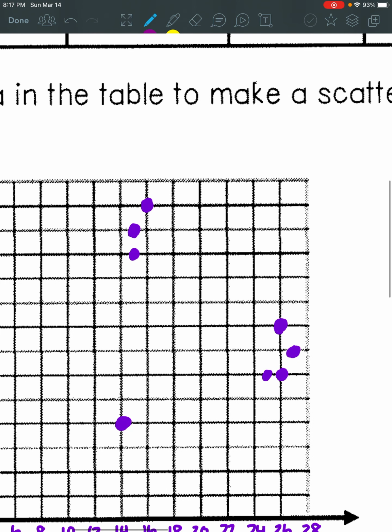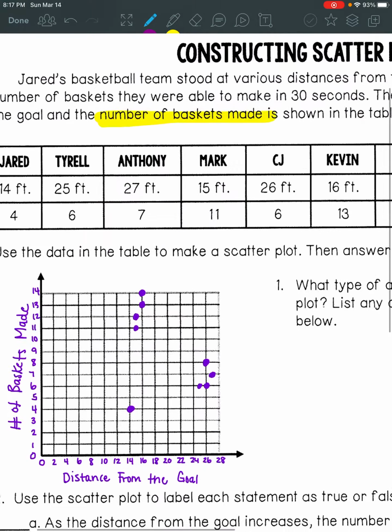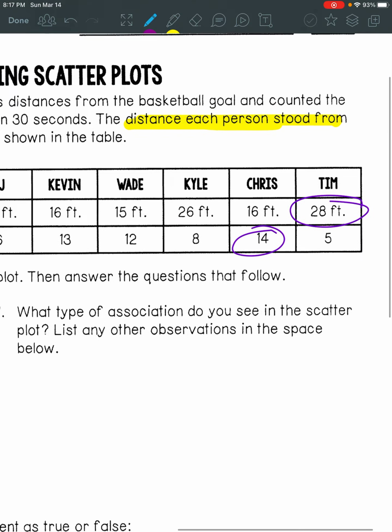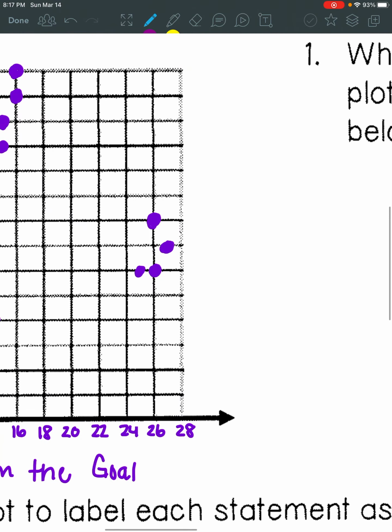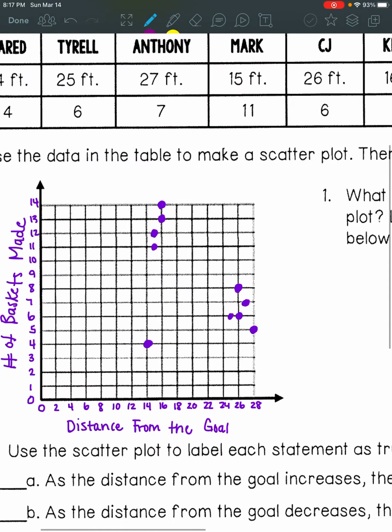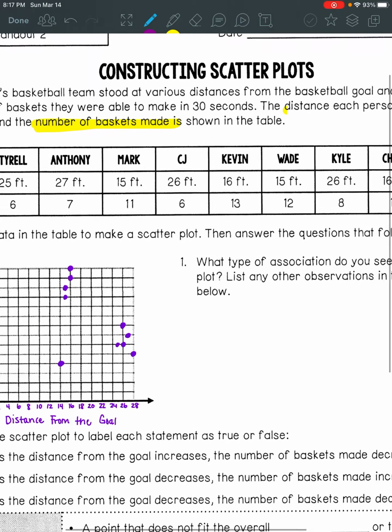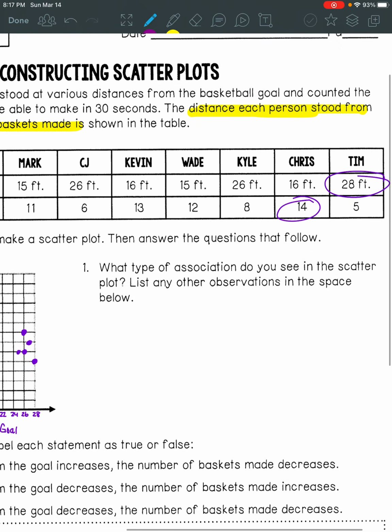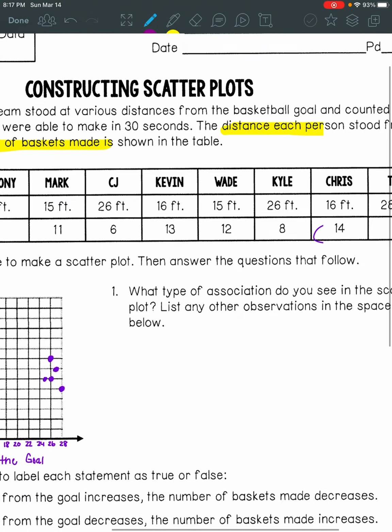Sixteen, 14. And way at the top, I forgot that I labeled it all the way to 14. So I was counting, and I guess I didn't have to. And then 28 and 5. So there are all of our points on our scatter plot. So what type of association do you see in the scatter plot?